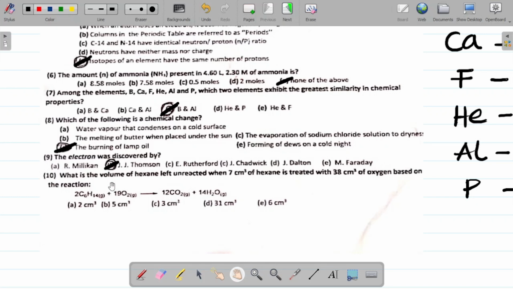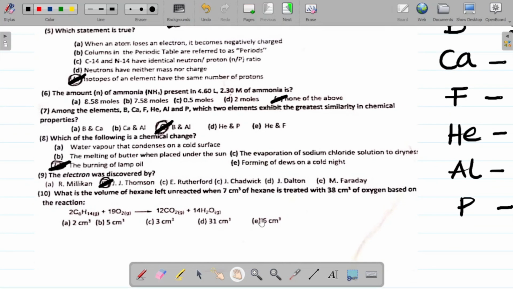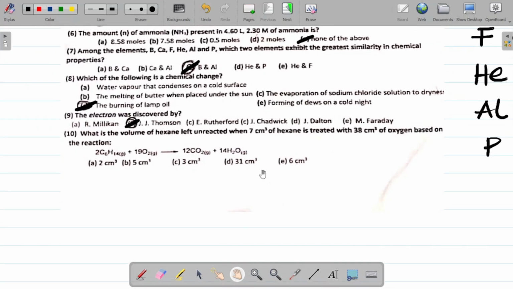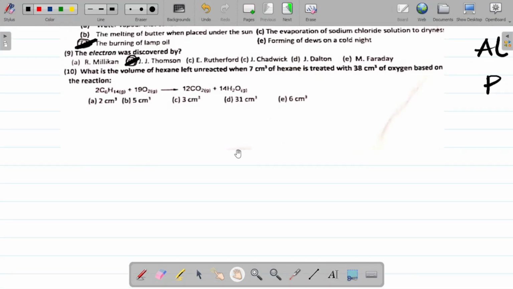So the correct answer there is J.J. Thomson. All right, look at number 10 here. Number 10 says, what is the volume of hexane left unreacted when 7 cm cube of hexane is treated with 38 cm cube of oxygen based on the reaction? This is a question on limiting and excess reagent.